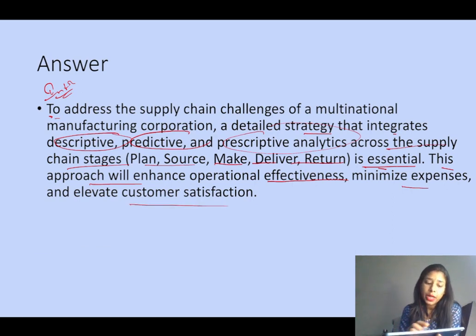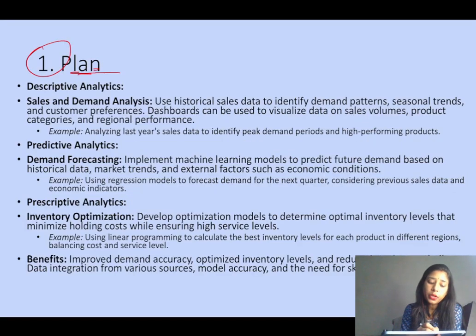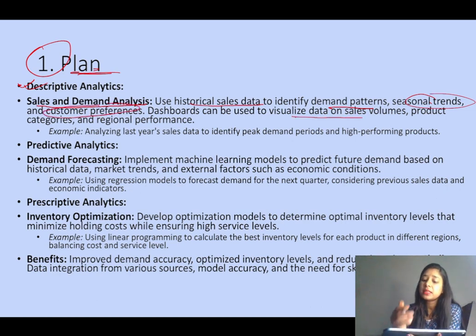Now you have to start with your answer, that is first, plan. So you have to discuss the descriptive analytics, how descriptive can be helpful. Okay, so in the sales and demand analytics, if you use the historical sales data to identify the demand patterns, the seasonal trends, the customer preferences, then those can help you visualize the data on sales volume, what the sales volume is, what the product category is, what the regional performance is. For example, analyzing last year's sales data to identify the peak demand and high performing products, right.